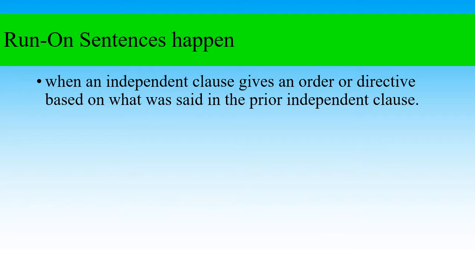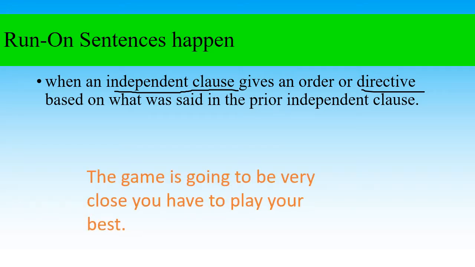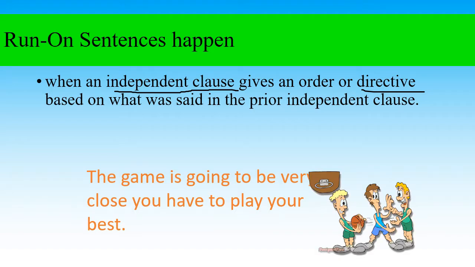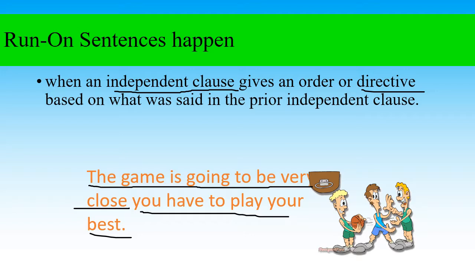When an independent clause gives an order or directive based on what was said in the prior independent clause, that is something that'll cause a run-on sentence. A directive is when you're telling someone to do something. An independent clause is a sentence that can stand alone. The game is going to be very close. You have to play your best. Well, the game is going to be very close. That's a complete idea. You have to play your best. That's a complete idea. We need to either make these two totally separate sentences or we need to separate it with a semicolon.